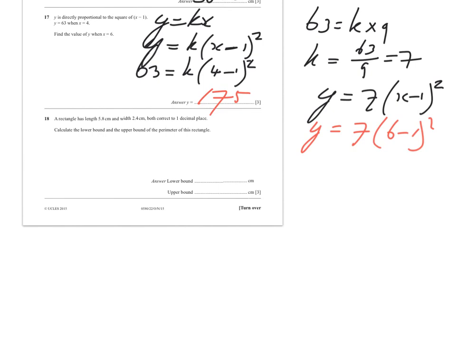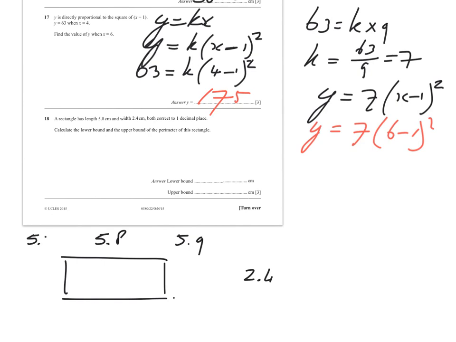What do I mean with that? Let's make a quick sketch. So we have a rectangle, 5.8, and here 2.4, correct to one decimal place. Now, how do I find upper and lower bounds? I take correct to one decimal place. I write down the next decimal, 5.9, and the previous decimal, 5.7.